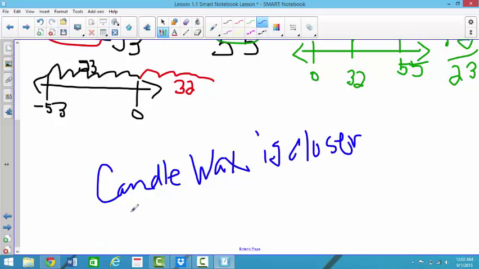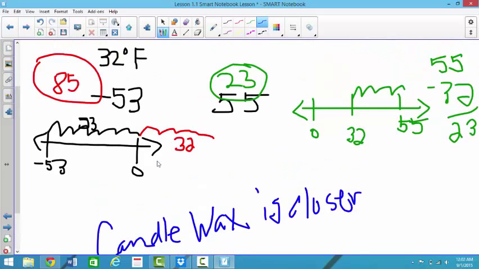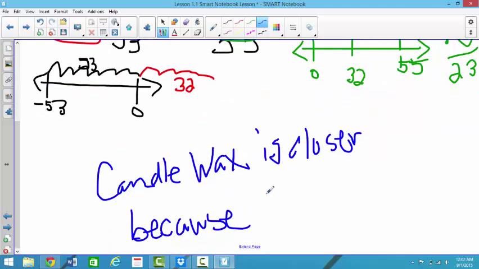Now you have to explain why. And I would expect you to explain why. And then you have to say, because airplane fuel, and I would expect you to write this out, airplane fuel is 85 degrees away.